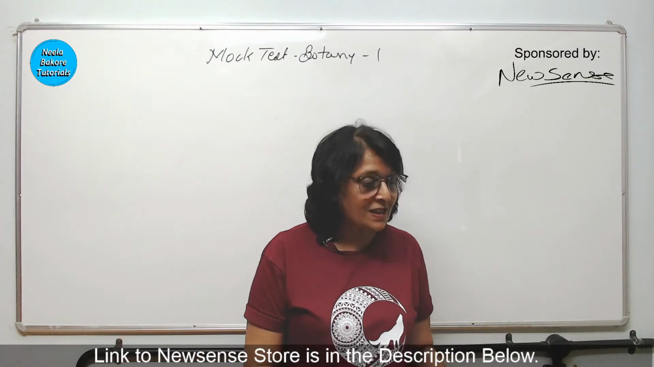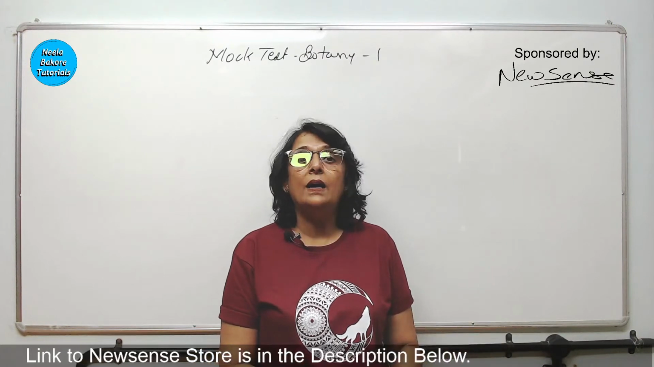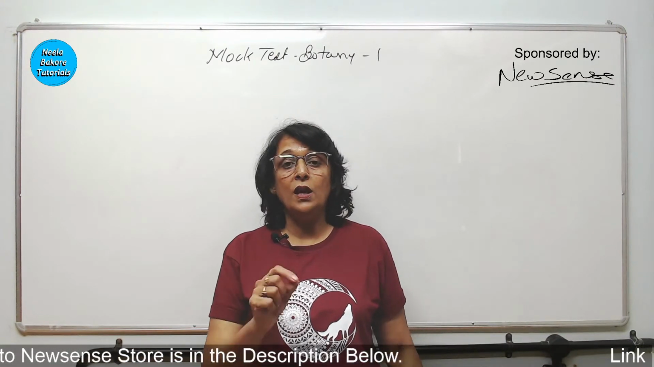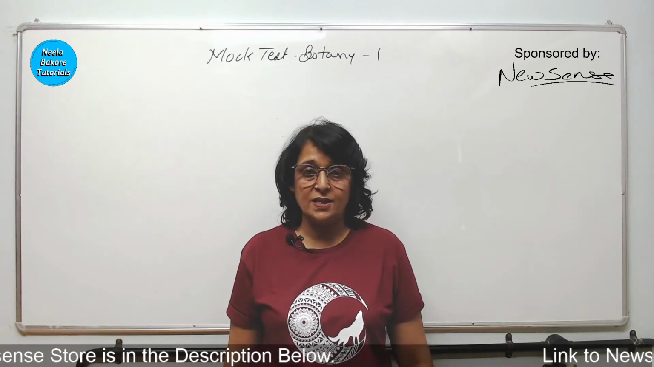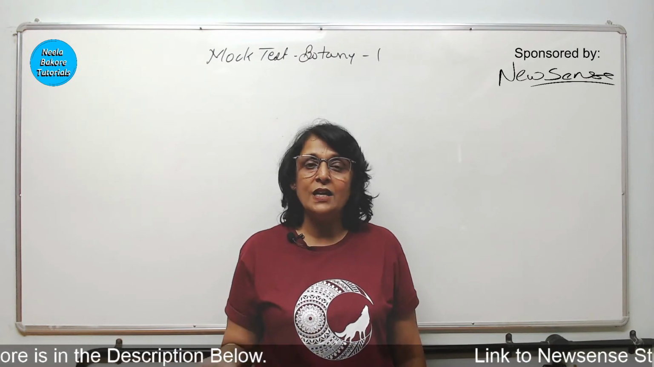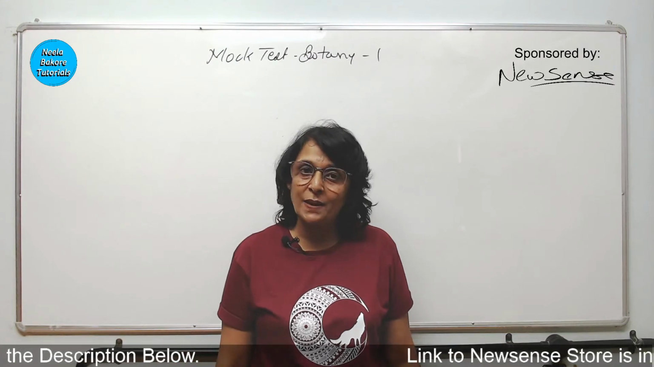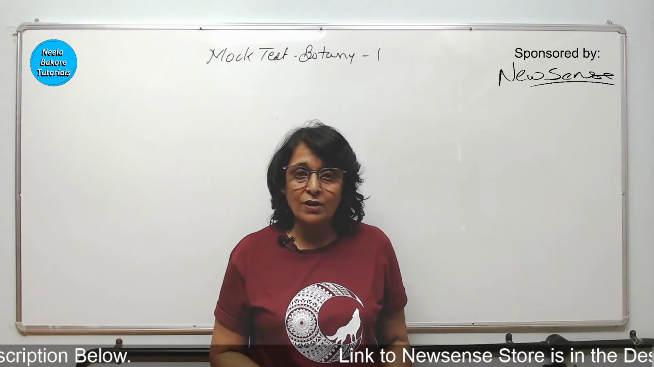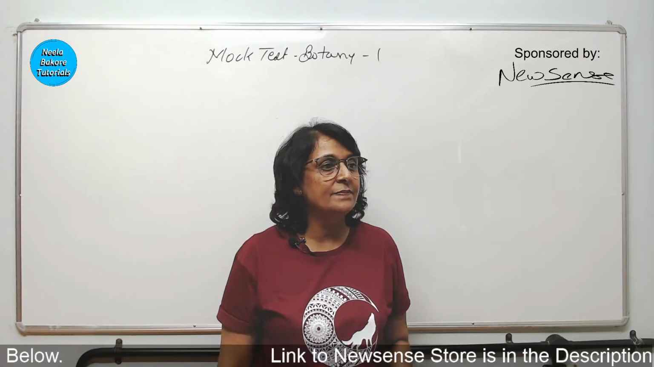Akshay has asked about the 7th question. The question was about the EMP pathway. EMP is Emden, Meyerhof and Parnas. That is glycolysis. Glycolysis was given by these three scientists, and glycolysis takes place in the cytoplasm. So this was just to trick you. Instead of asking you the glycolysis location, I gave you the name of the scientists.